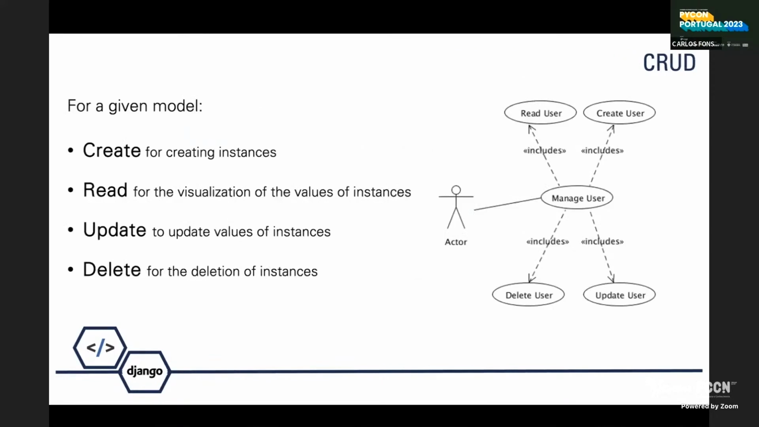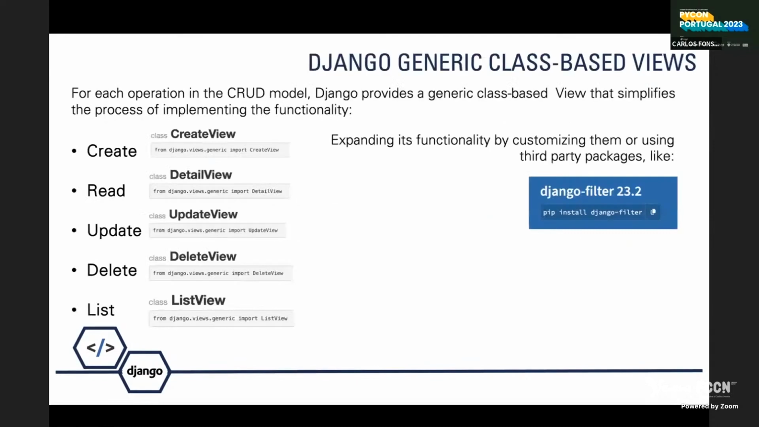So CRUD, what is CRUD? For a data model, for a data instance, we have 4 operations: create, read, update, and delete. These are database operations that most of you are familiar with. Simple concepts. Django already provides us with some generic views that allow us to make these operations in a very quick and fast way.